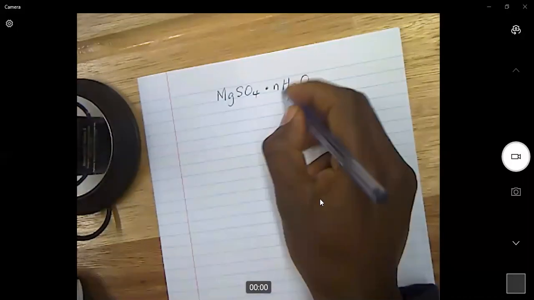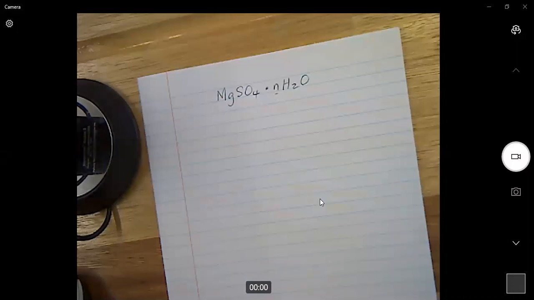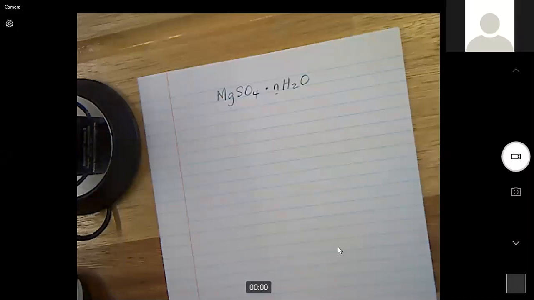You're talking about this N here. Yeah, that's the number of moles.